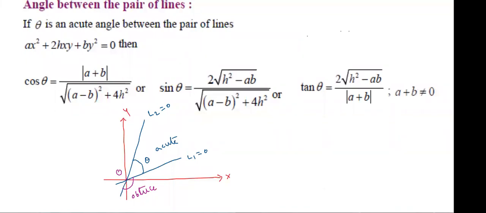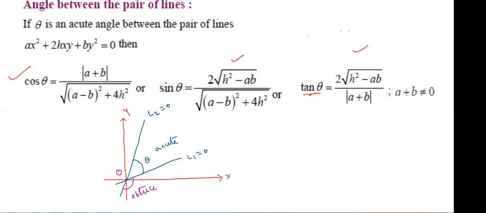Here, generally for the angle between the pair of lines we always use the cos theta formula only. Sometimes they will ask to find sine theta or tan theta. At that time you can use the sine theta and tan theta formulas. Otherwise you can use cos theta only. By using cos theta also we can find the sine theta and tan theta values. Direct formulas are also there. If you want, use them directly.